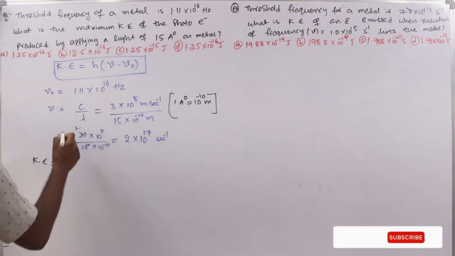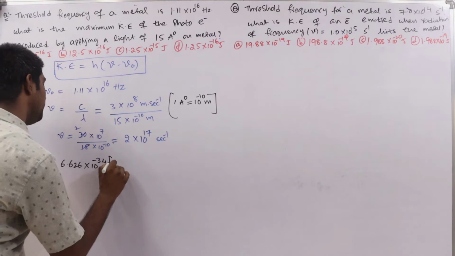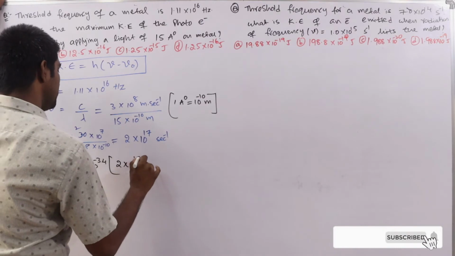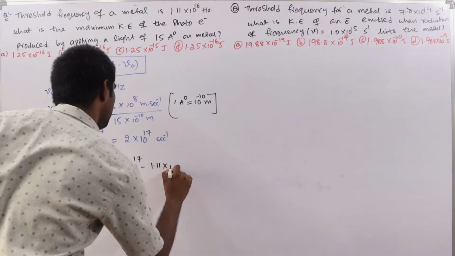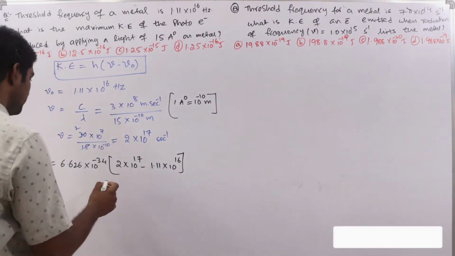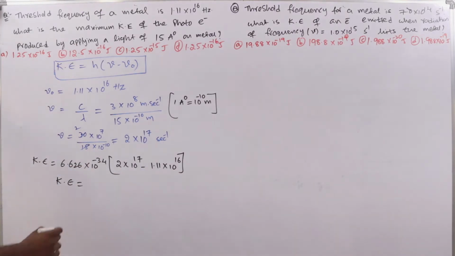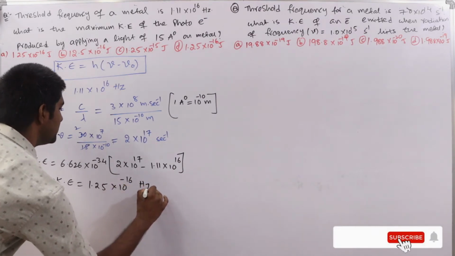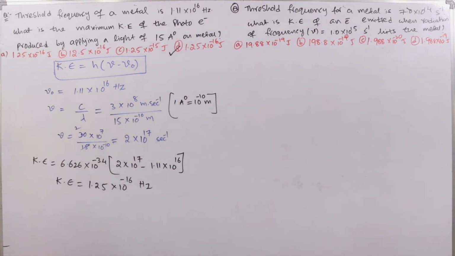So kinetic energy equal to h, which is 6.626 into 10 power minus 34. So here nu equal to how much we got? 2 into 10 power 17, and this is given as minus of 1.11 into 10 power 16. Okay, so after simplifying this, kinetic energy we get as 1.25 into 10 power minus 16. Okay, so the simplifications you can do yourself. So option D is the final answer.